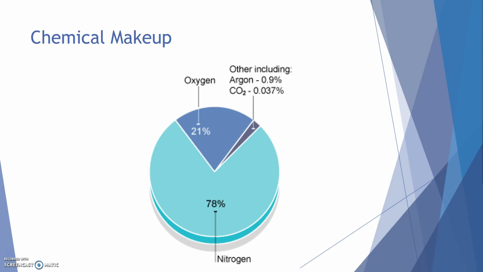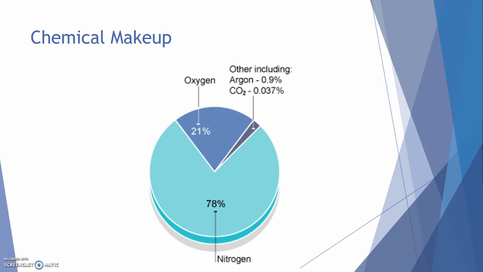But this chart's showing you that nitrogen makes up about 78% of the air we breathe, and oxygen only makes up about 21%. So just over a fifth of the air that we breathe is oxygen. And of course, we know that we use oxygen to power our muscles. It's transported throughout our body via our circulatory system and our lungs.